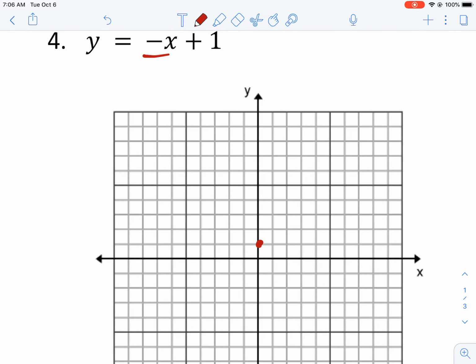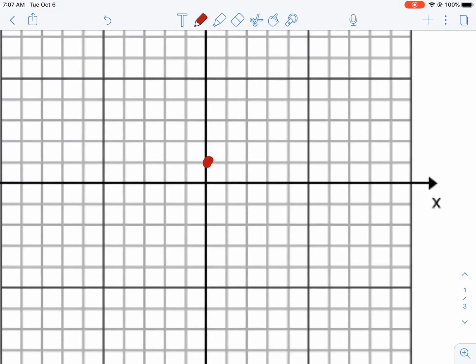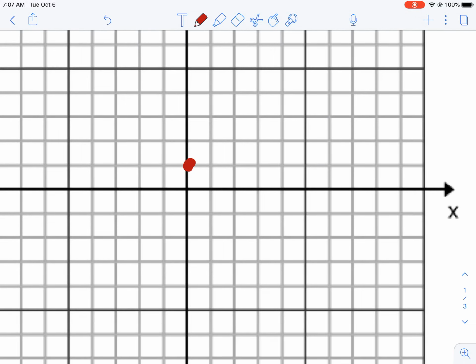Now, what is this slope right here? All right, just the negative sign. So that means the slope is -1. All right, so negative signs only apply to the rise. I cannot stress this enough. You're going down 1, but you're still going 1 to the right, okay?